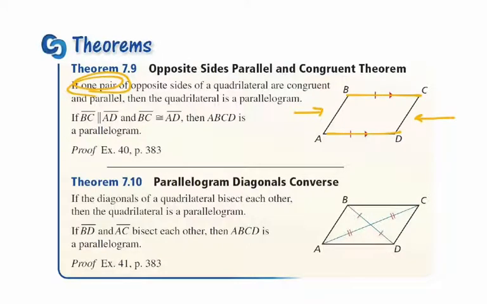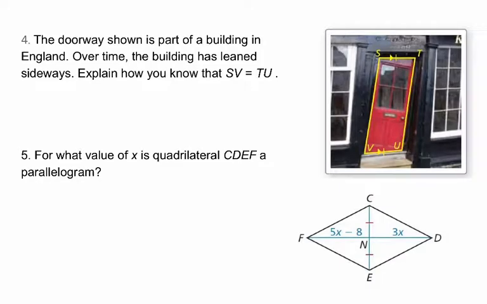Now, the last one is similar to what we talked about in our last lesson. It's the diagonals converse. So if the diagonals bisect each other, well, guess what? It's a parallelogram. So if I have a quadrilateral where the diagonals bisect each other, I know that it's a parallelogram. So we're actually going to apply these two theorems since they're a little bit new to us. So take a look at number 4.